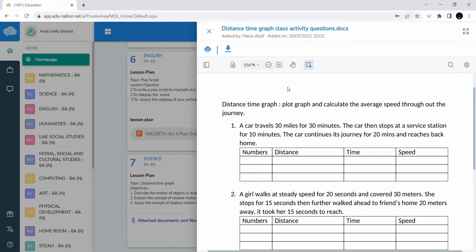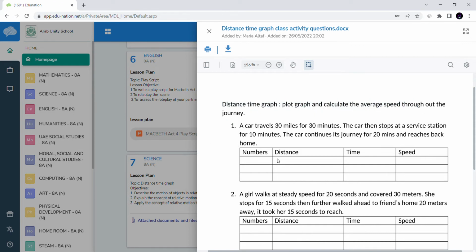So guys, in this video I'm going to explain the science worksheet. The topic is distance time graph. Alright guys, let's get started. Distance time graph: plot a graph and calculate the average speed throughout the journey.